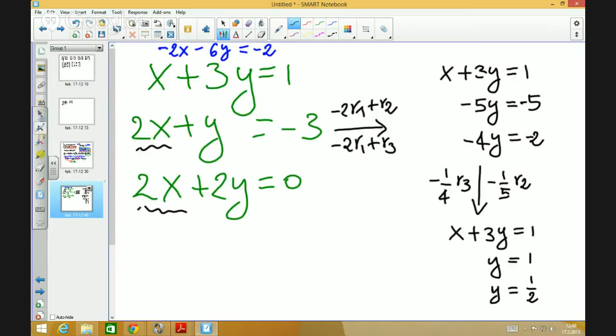Okay, Houston, we have a problem, don't we? Because y cannot be both equal to 1 and 1/2. So what conclusion do you draw? No solution. Yeah, I think we are getting into trouble.